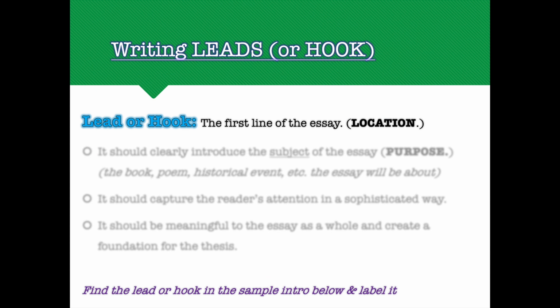So I'm going to start with leads or hooks. Some English teachers call them leads, some call them hooks. I like to use both, just depending on your teacher. Every single part of an essay, introduction included, every single sentence has a specific location and a specific purpose. For leads and hooks, the first line of the essay is its location, and it should clearly introduce the subject of the essay. This is the purpose of a lead or hook. For a persuasive essay, you definitely want to bring the reader's attention to the topic at hand, but this also applies in literary response, writing about poetry, writing about historical events, science labs, etc.